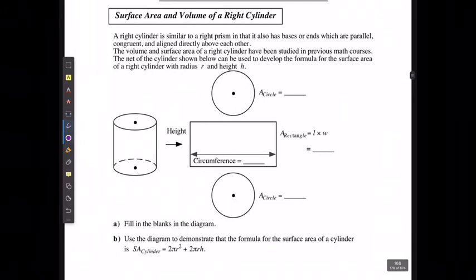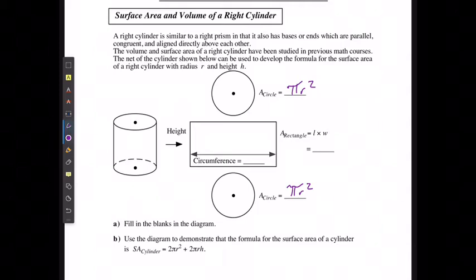If I'm doing the surface area and volume of a right cylinder, then the first thing is that on the top I have the area of a circle, which is pi r squared. On the bottom, I have the area of the same circle. There's another pi r squared.